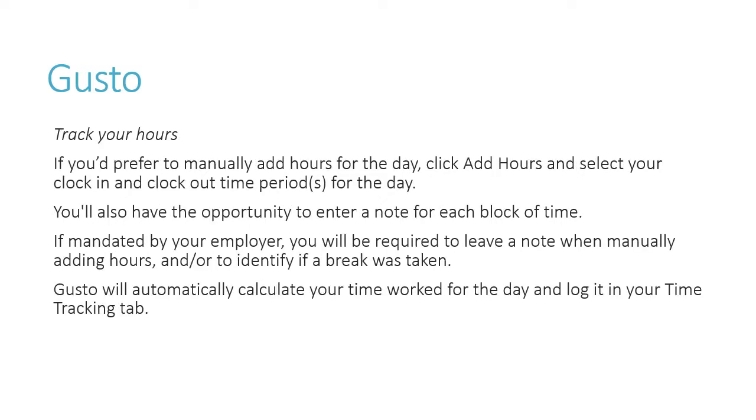Track your hours. If you'd prefer to manually add hours for the day, click Add Hours and select your clock in and clock out time periods for the day. You'll also have the opportunity to enter a note for each block of time. If mandated by your employer, you will be required to leave a note when manually adding hours and/or to identify if a break was taken. Gusto will automatically calculate your time worked for the day and log it into your time tracking tab.